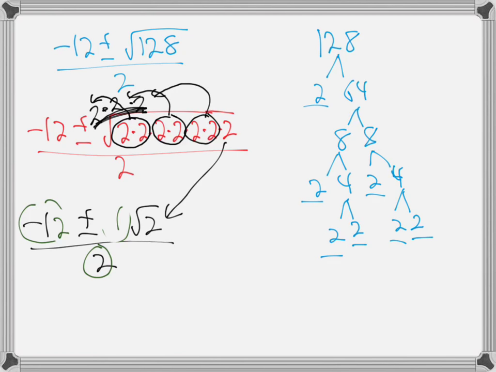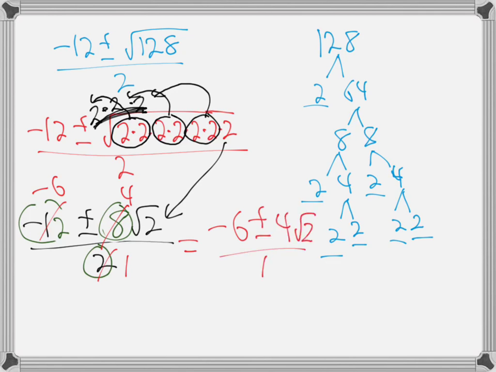Okay, so what we do have is an 8. 2 does go into 8, so I'm going to divide all 3 of those. Divide by 2, leaves a minus 6. Divide by 2, leaves a 4. Divide by 2, leaves a 1. So I have minus 6 plus or minus, what is it? 4 root 2 over 1.